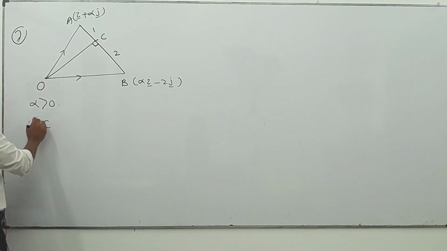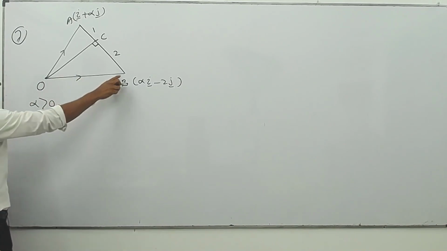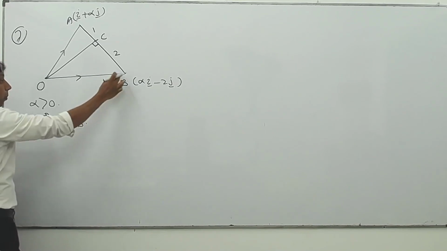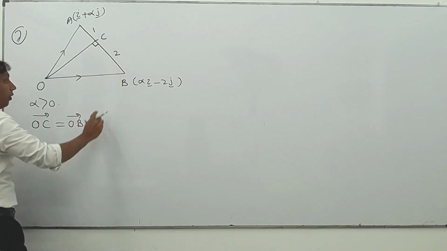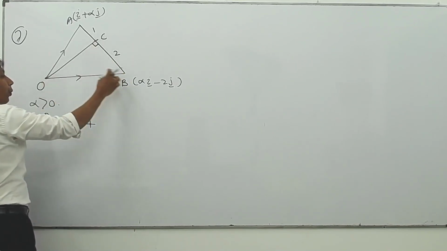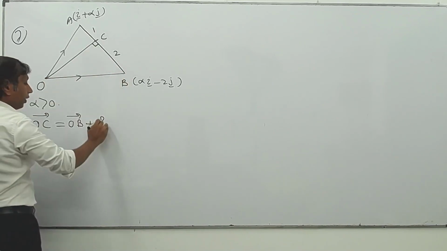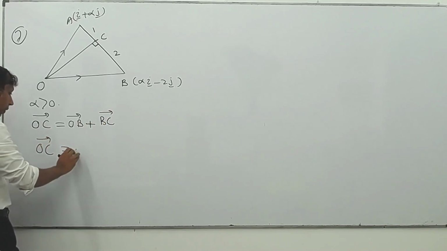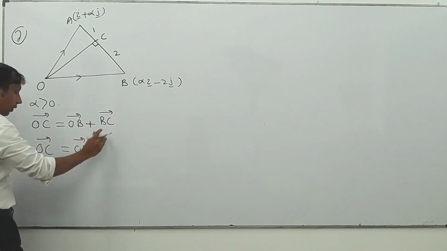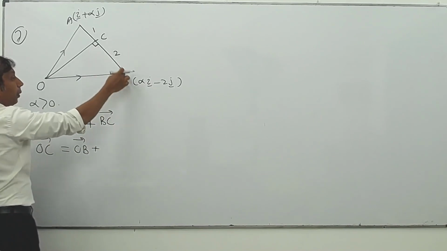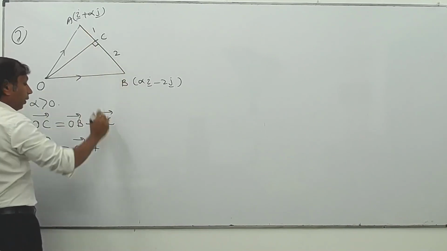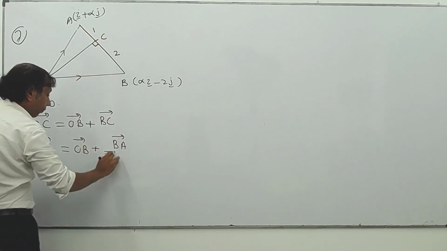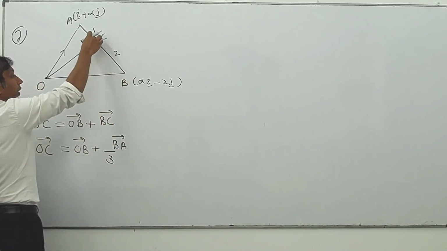First write OC. How to write OC? OB plus BC. People, tell me OC is OB plus BC, no? Alright, we'll write that here. OC is OB plus. How to write this BC? BC you can write as a fraction of BA. BA vector we divide by 3 and take 2 to get BC. Like this.